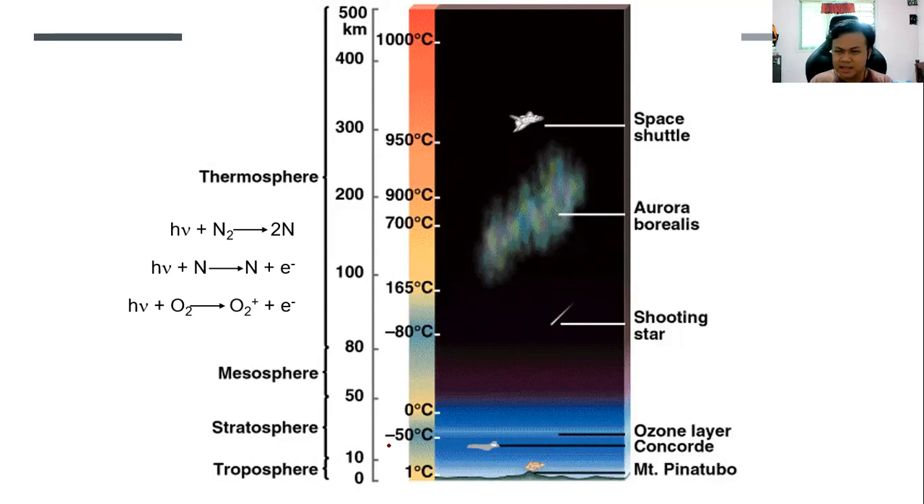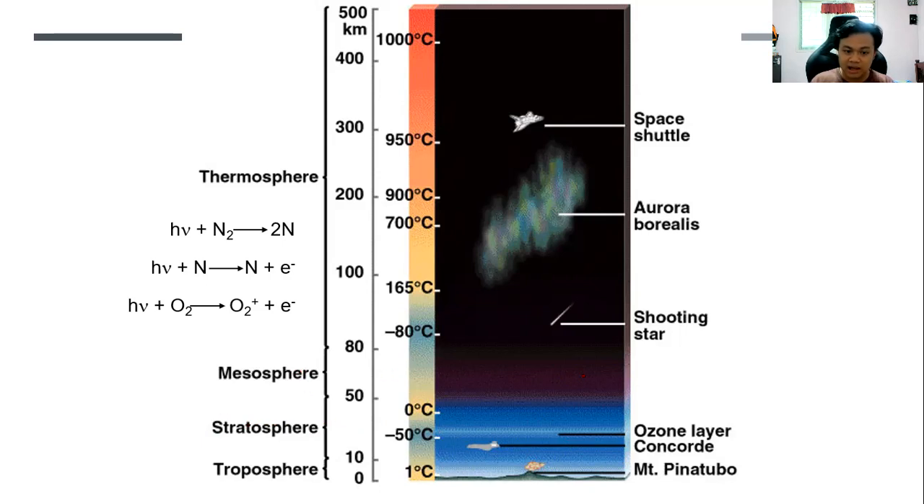And then next is the stratosphere. An amazing piece of information about the stratosphere is that our ozone layer is here, and this is also the altitude at which commercial airplanes fly. This is way up from sea level.